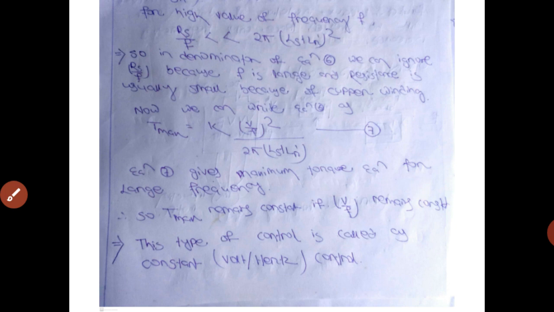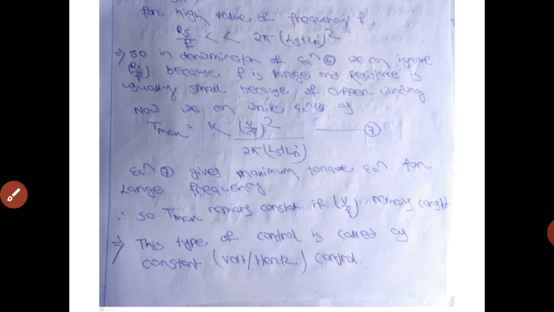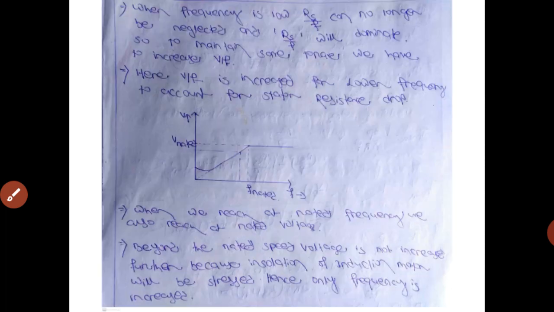So the T max can be written as T max is equal to k into (V by f) whole square divided by 2 pi (Ls plus Lr prime). This equation 7 gives the maximum torque equation for large frequency. So T max remains constant when V by f remains constant. This type of control is often called constant volt per hertz control.